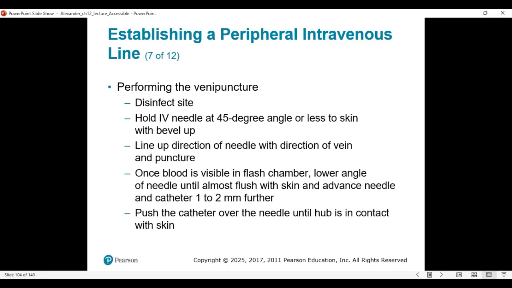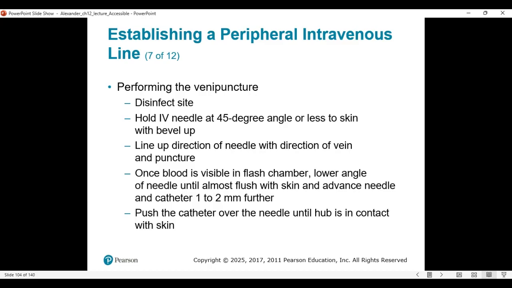Okay, so to actually start the IV or perform the venipuncture, we're going to disinfect the site. We're going to hold the IV needle at a 45-degree angle or less to the skin, the bevel up. I usually go about 22.5, somewhere in there. We're going to line up the direction of the needle with the direction of the vein and puncture. Once blood is visible in a flash chamber, we have flash. You're going to lower the angle of the needle almost to where it's flush with the skin. And then we're going to advance that needle and catheter about 1 to 2 millimeters further.